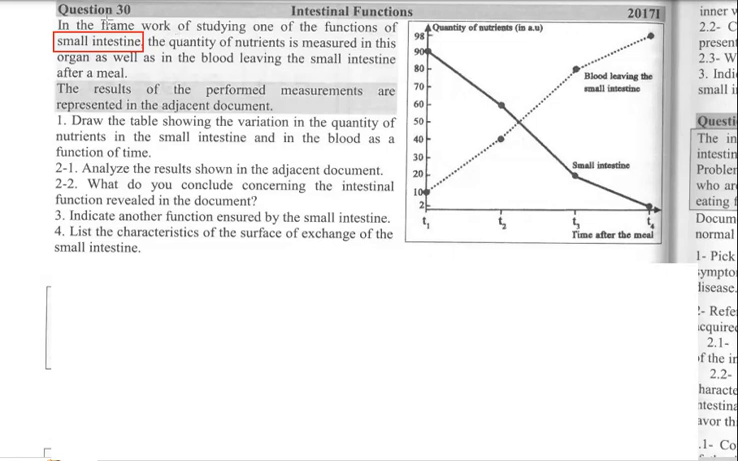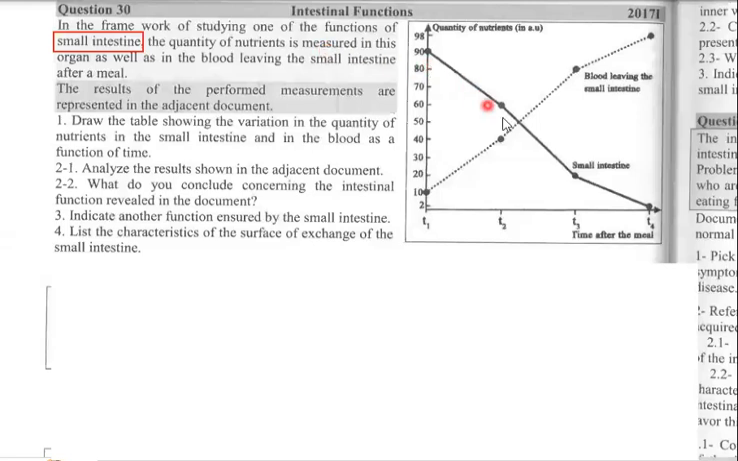In question 3, page 86, so please get your copybooks and let's start solving it together. So it's question 3, page 86. We're talking about different functions of the small intestine. So I'll read. In the framework of studying one of the functions of the small intestine, the quantity of nutrients is measured in this organ as well as in the blood leaving the small intestine.